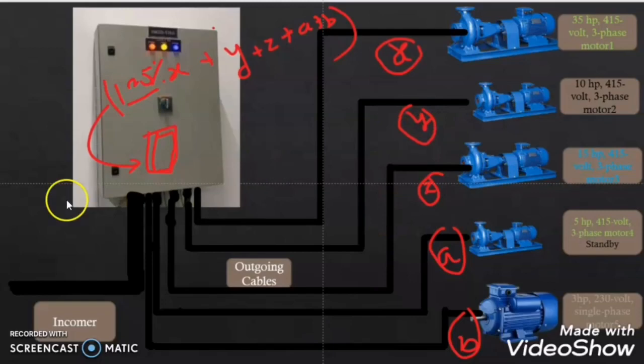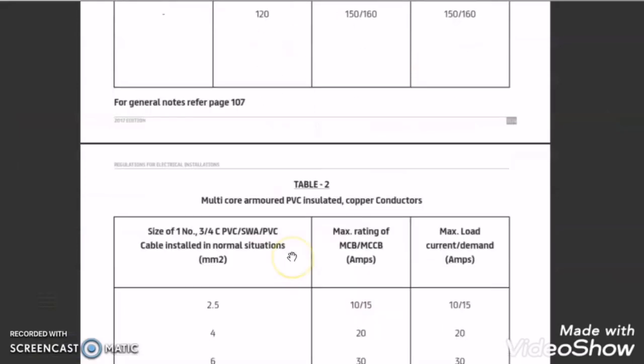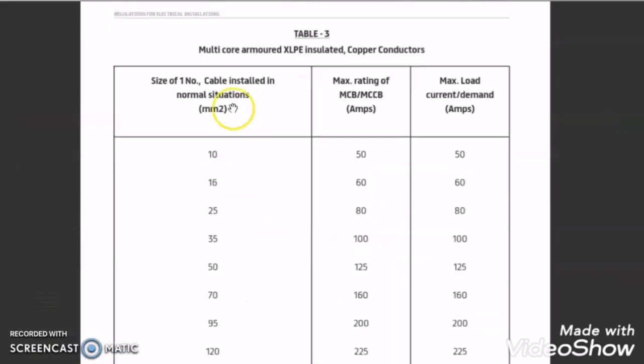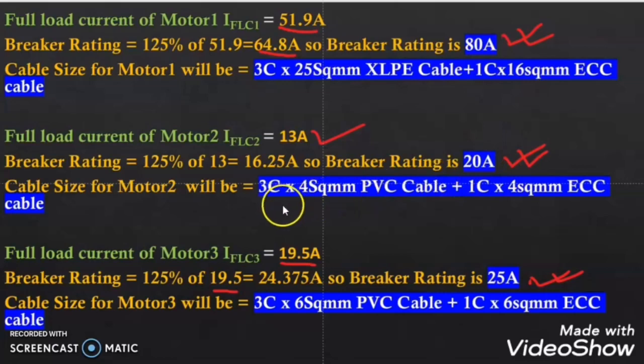Now, as we calculated the breaker rating as 80 ampere for motor 1, the cable size for an XLPE cable for 80 ampere is a 25 square mm cable. In the same way, you can select the cable size depending on the breaker rating from your local standard, local regulation. I will not show you each breaker rating to select the cable size.